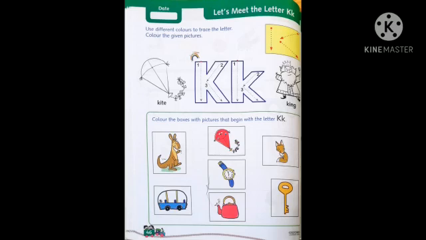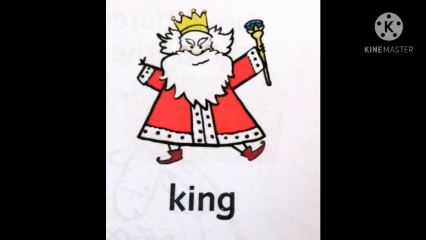Okay. You just stand up and do the action of letter K. Stand up and move your right leg like a kick. Its action is like a kick. You have to color the kite and also the king.